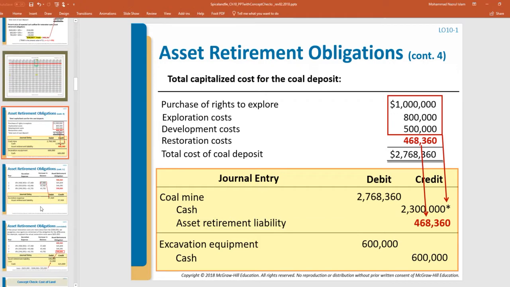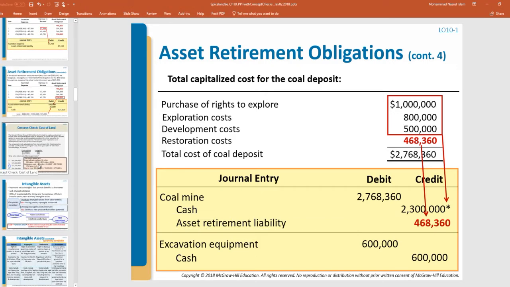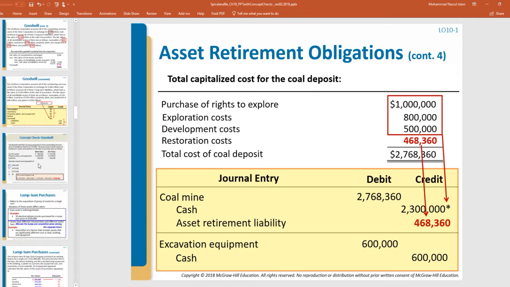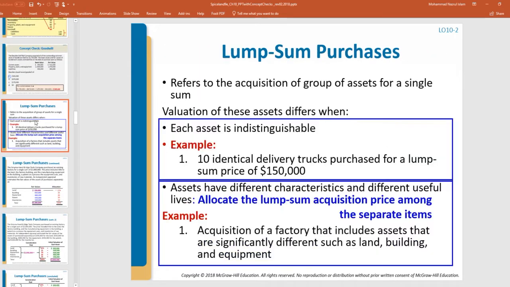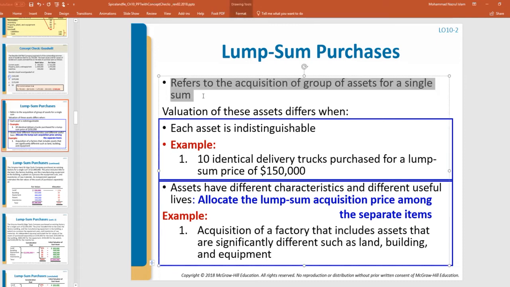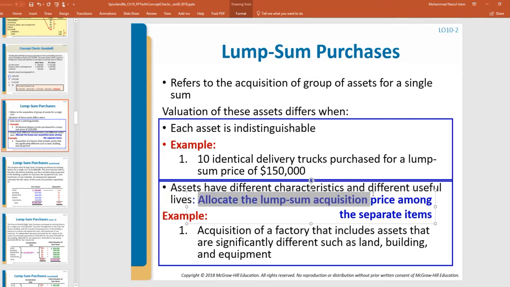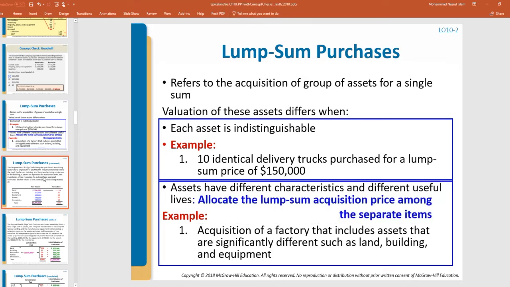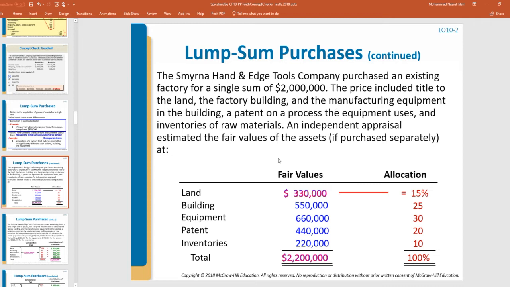We will be calculating about the lump sum purchase. When we do a lump sum purchase, we sometimes buy different kinds of assets together. Assets have different characteristics and different useful lives. So in that case, we allocate the lump sum acquisition price among the separate items. Let's see an example.